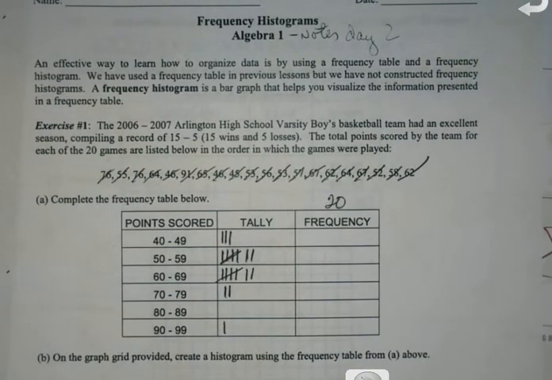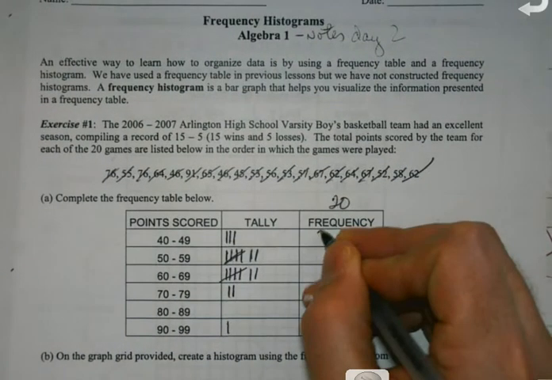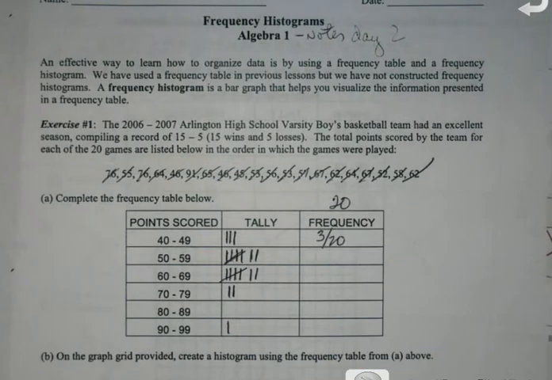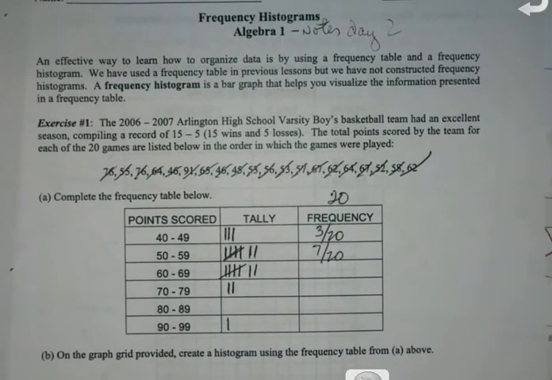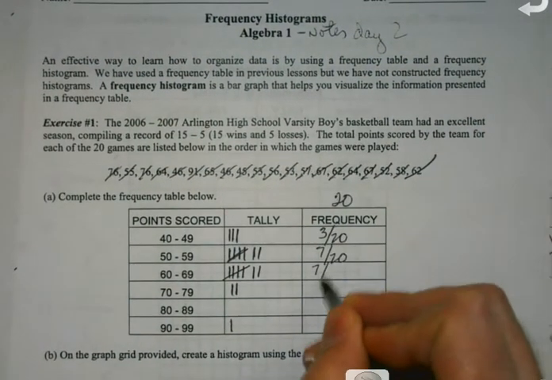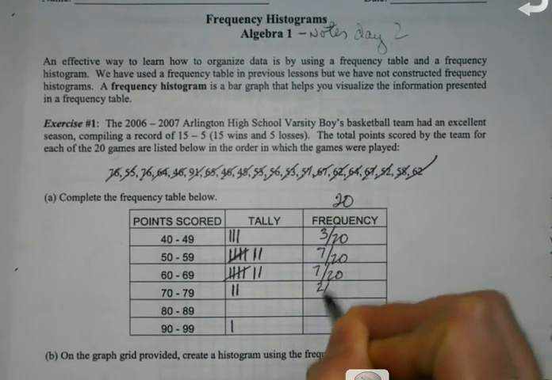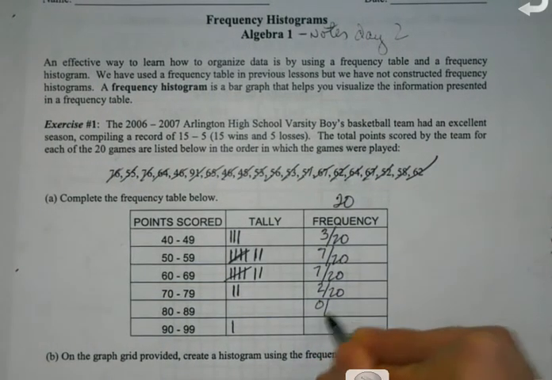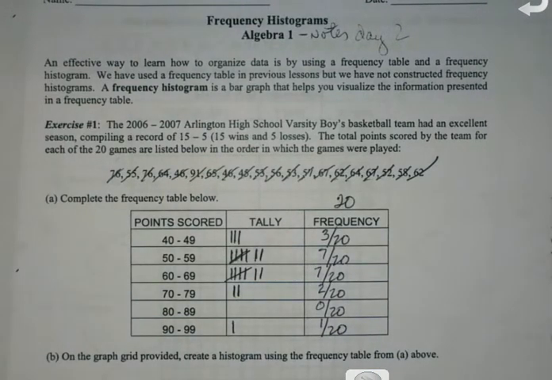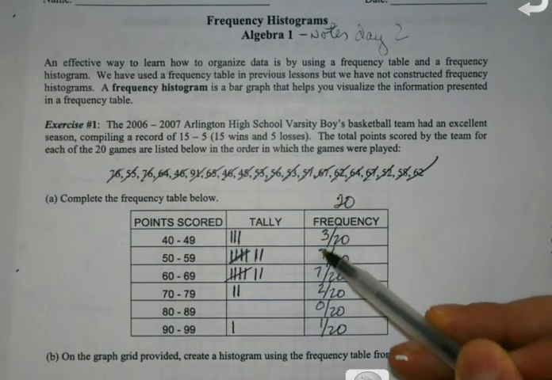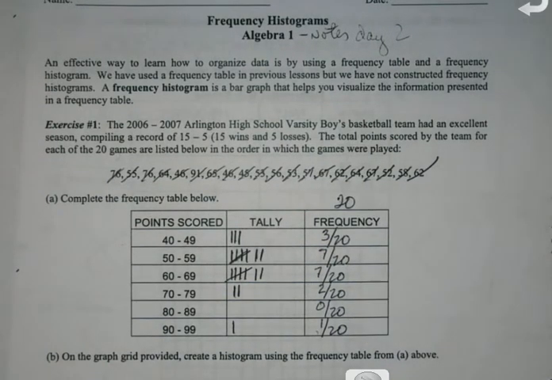And then for each of these I'm going to make a fraction. Since I got 3 tallies here, 3 out of 20 of their games they got 40 to 49. 7 out of 20, they were at 50 to 59. And I'm just going to do that for each of the values all the way down the chart. And if I've done things right, 3, 10, 17, 19, 20, it should add up to 20 over 20, and it does.